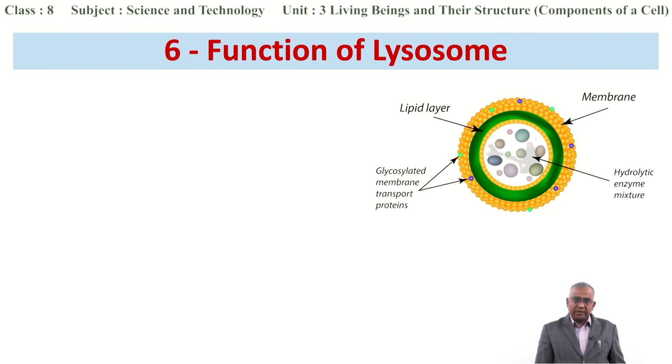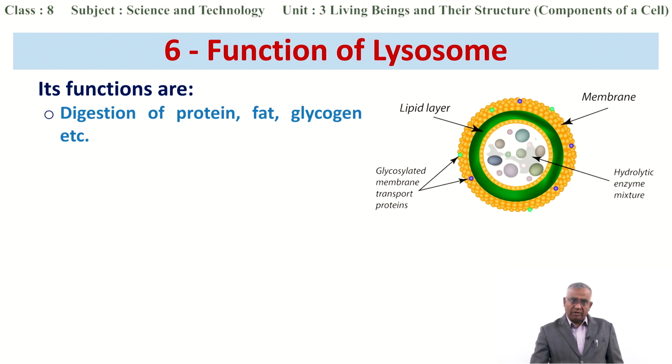Now what is the function of lysosome? Its functions are digestion of protein, fat, glycogen. Glycogen is a form of carbohydrate. When we use carbohydrate, the excess carbohydrate is stored in our liver and in the liver of other organisms also. That is glycogen. Not only that, in mushrooms also glycogen is stored.